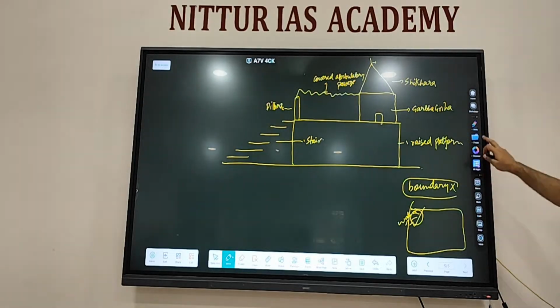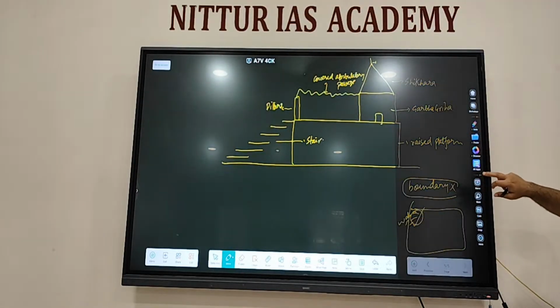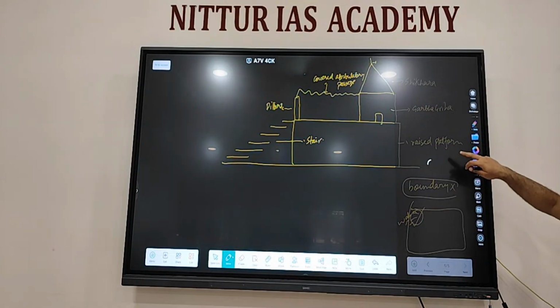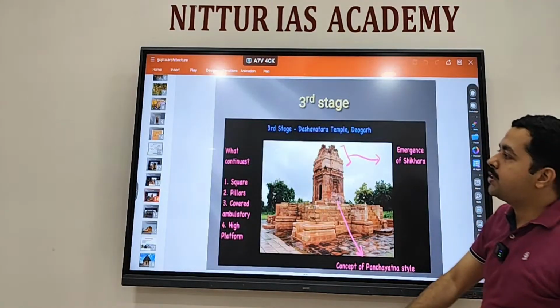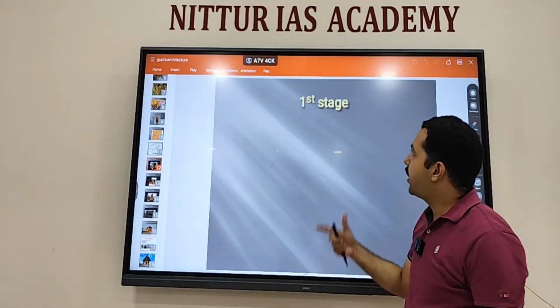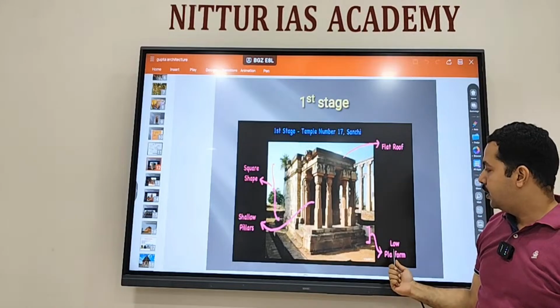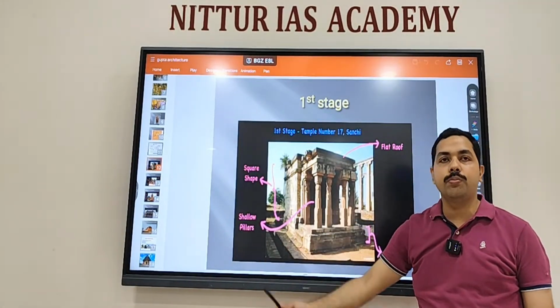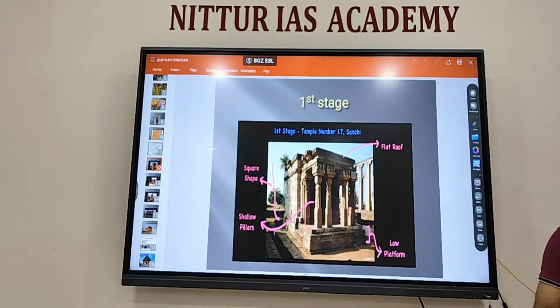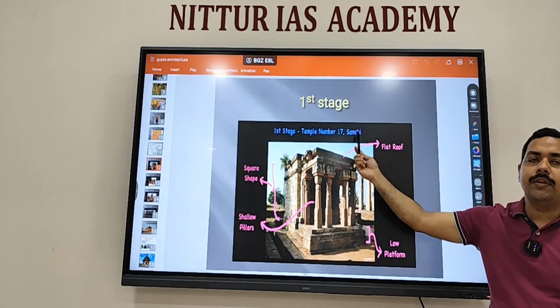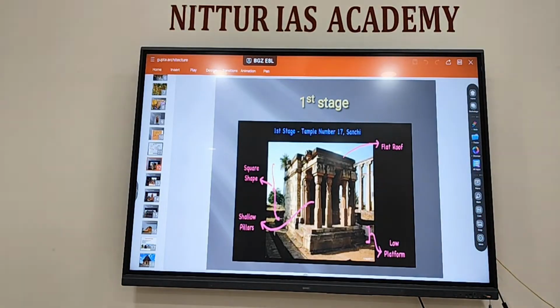Now, in the first stage, you mention these four features. You write first stage of temple construction. Write down these four features: flat roof, low platform, square shape, shallow pillars. Those four things you write down in the first stage. An example you can mention: temple number 17 of Sanchi.